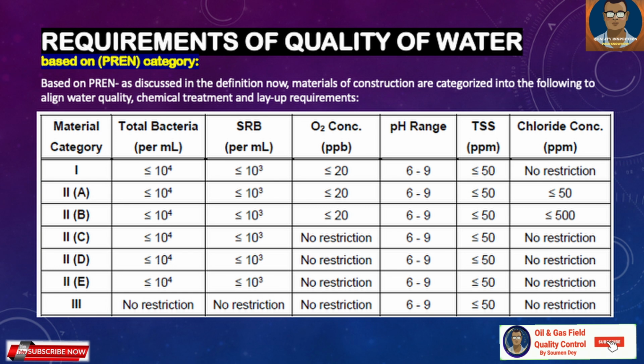For all the categories, starting from category 1 and 2, the total bacteria count per milliliter of water should be less than or equal to 10 to the power 4. The SRB count, sulfate-reducing bacteria, per milliliter should be less than or equal to 10 cubed. Oxygen concentration for category 1, 2A and 2B should be less than or equal to 20, and for category 2C, D, E and category 3 there are no restrictions on oxygen content. The pH range for all categories is 6 to 9, and the total suspended solids for all categories should be less than or equal to 50 parts per million.